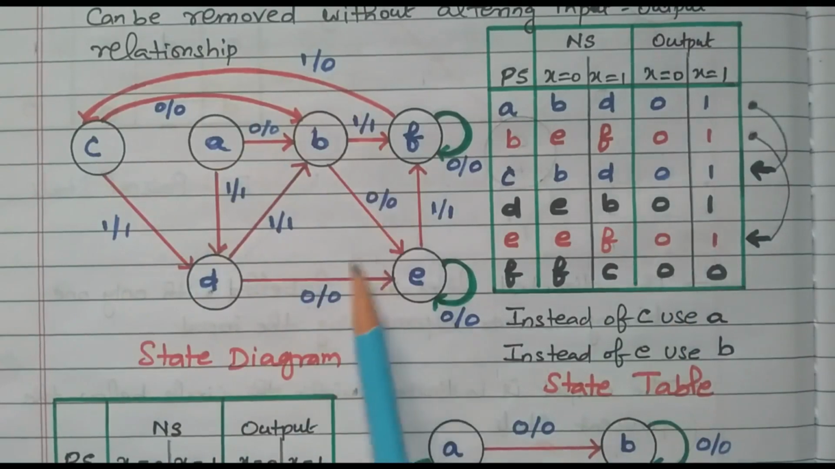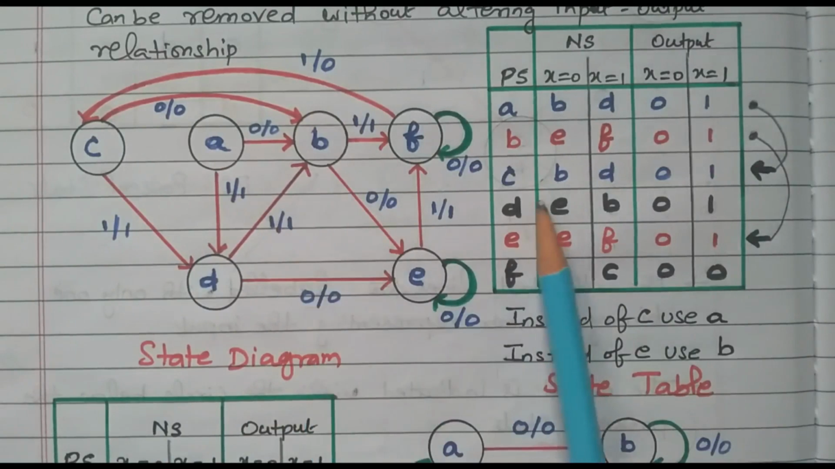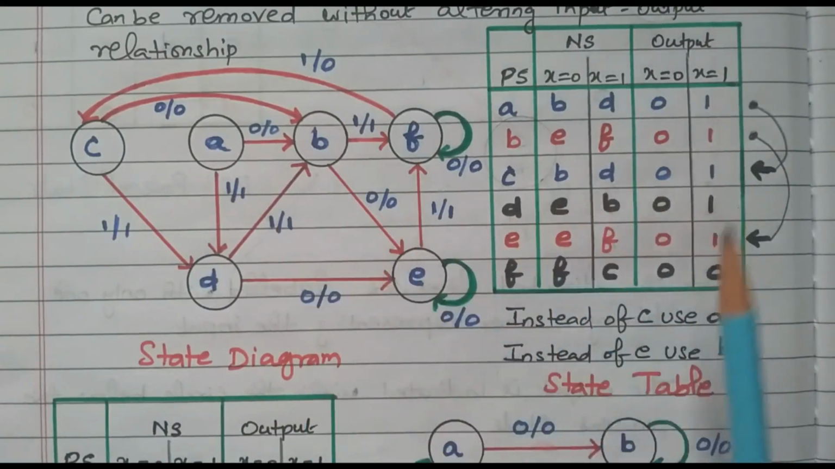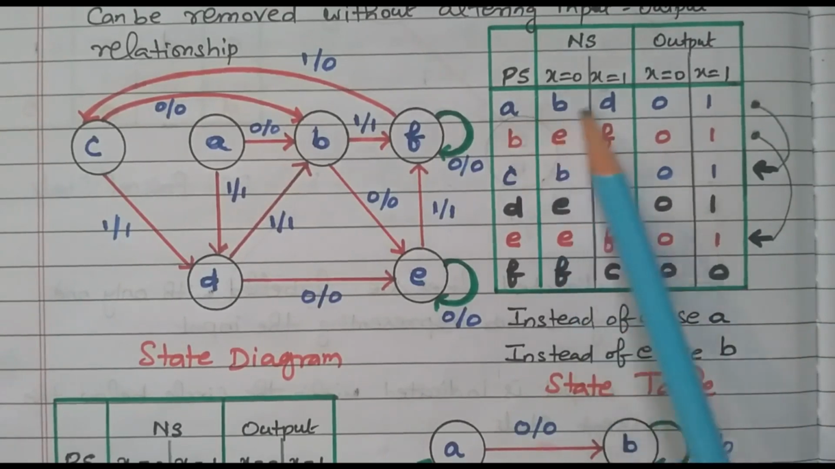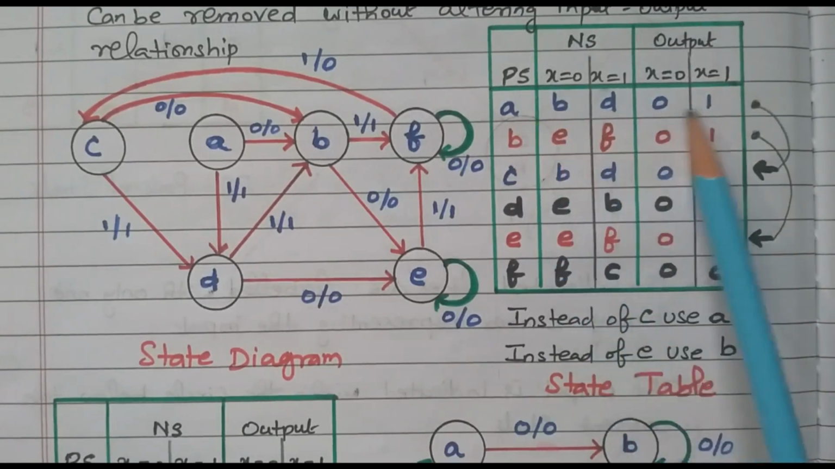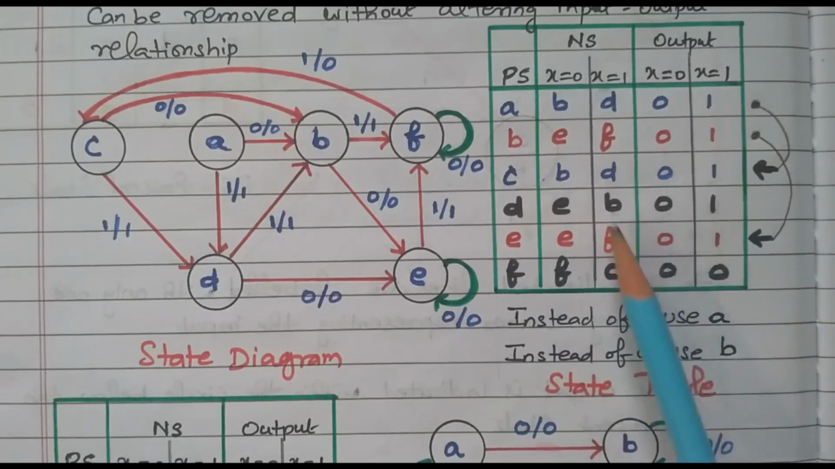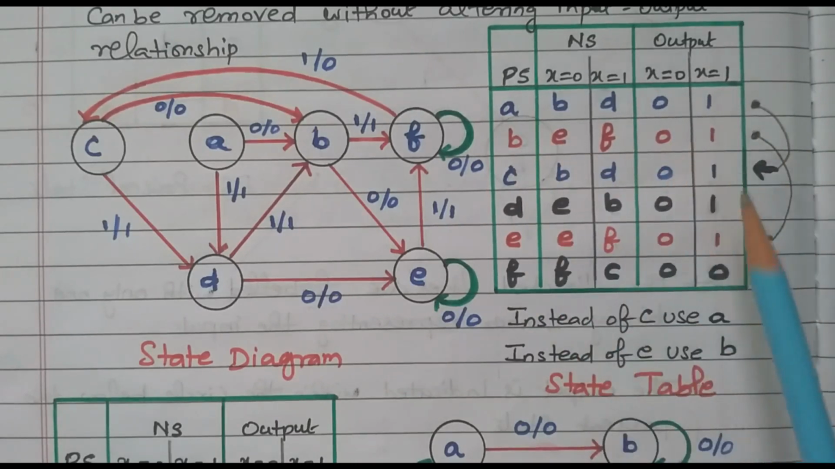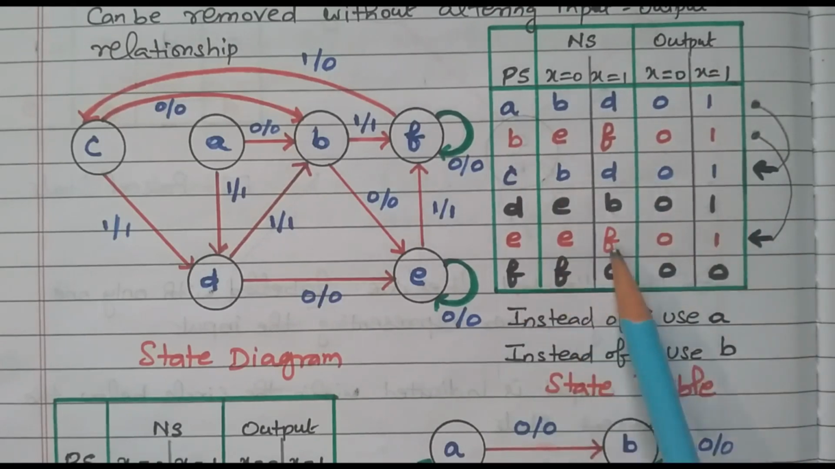So this is the state diagram, and this is the corresponding state table. From the state table we analyze the state diagram. Now we need to analyze what repeated terms are available. In this there are two repeated states indicated by this blue color, A, B, D, 0, 1. Similarly C, B, D, 0, 1, right? This first and third row are repeated. Similarly, this red color, second and fifth row, B E F 0 1, E E F 0 1.